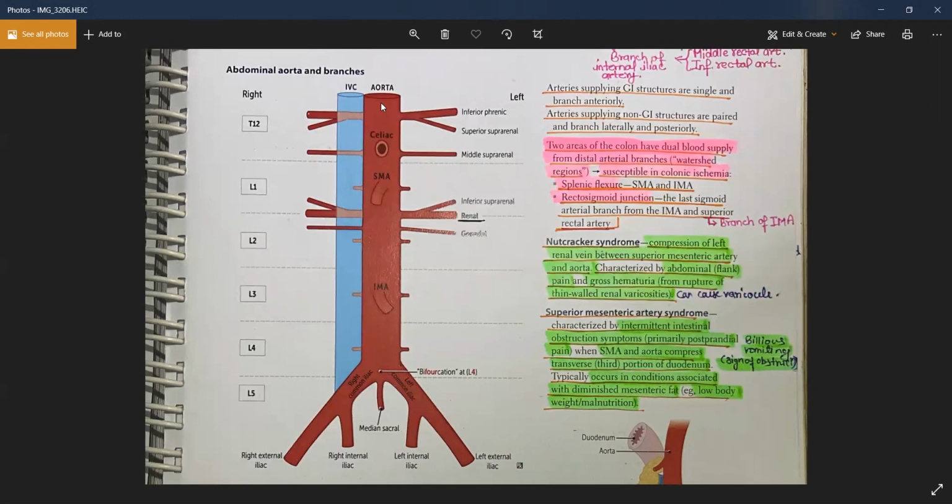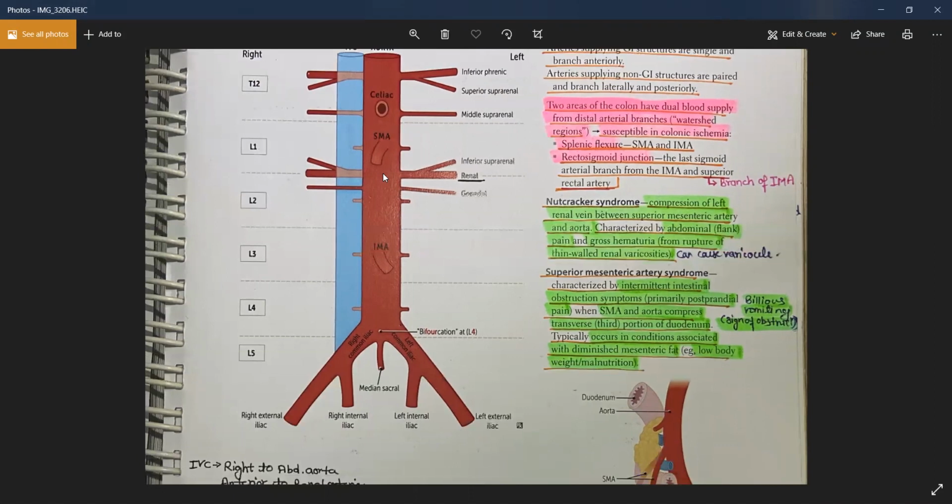Now the aorta, first of all, gives the phrenic branches, the inferior phrenic branch, and then the superior suprarenal, which is for the adrenal glands. Then at the level of the celiac artery, the aorta gives two middle suprarenal arteries. The celiac artery is at the T12 level. After the celiac artery, there is the superior mesenteric artery. Very important. Just after the superior mesenteric artery, the aorta gives the renal branches.